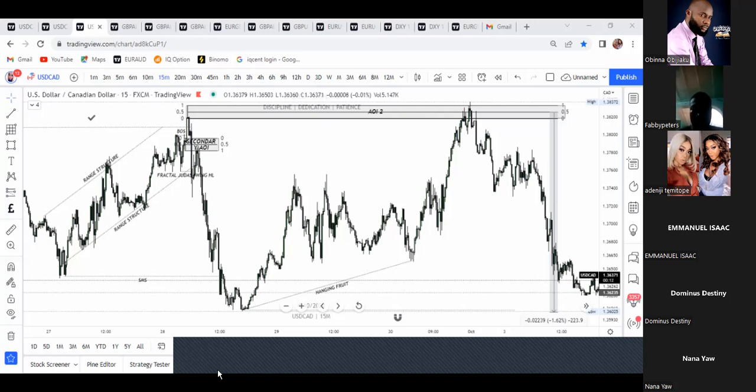Have you guys seen the breaker and mitigation structure? If you have seen it, tag me on it so that every other person can see it. Go and look for it, because reference.